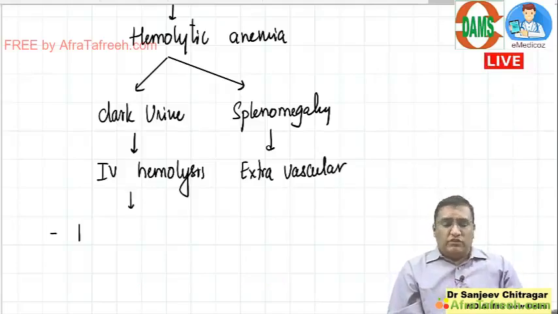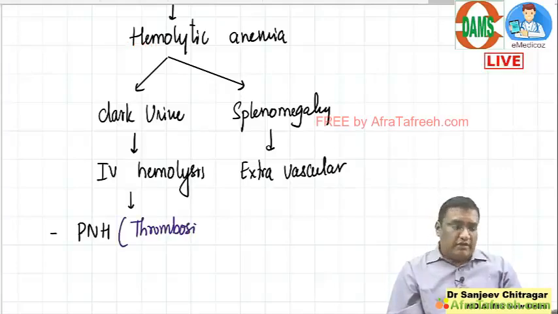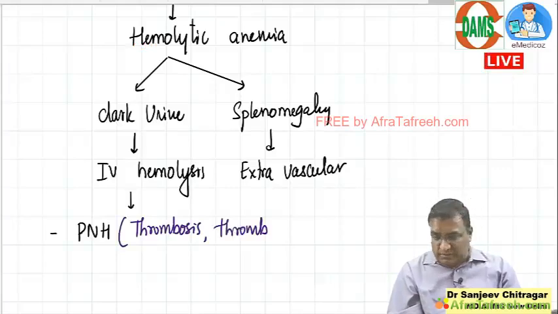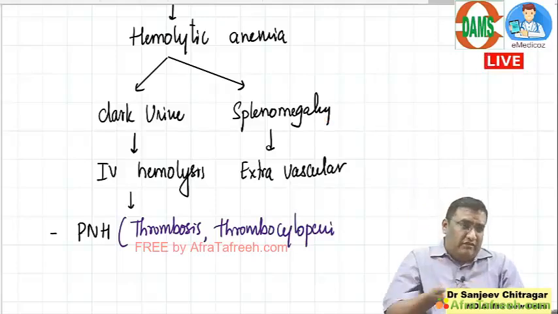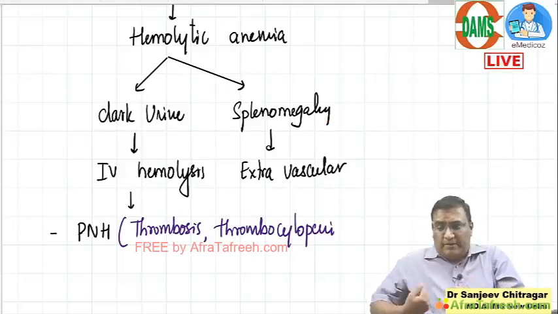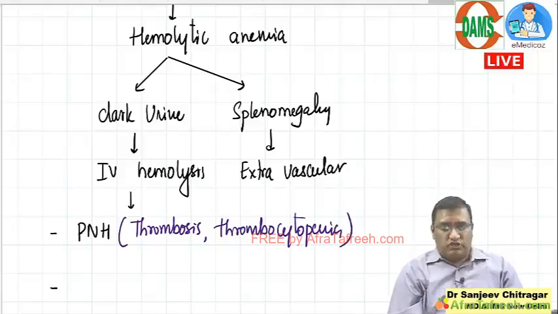Intravascular hemolysis has very few diseases. PNH is one of them. So what keyword will I look for? The keyword I look for is thrombosis and thrombocytopenia. Usually in PNH they'll give thrombosis, maybe a renal vein thrombosis, Budd-Chiari syndrome, hepatic vein, or thrombus in the brain. Thrombocytopenia, PNH.